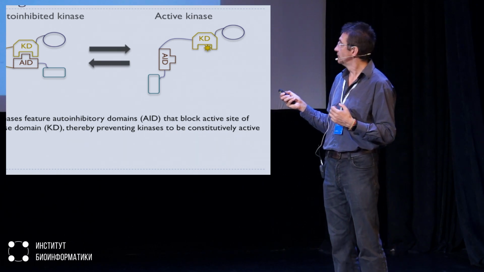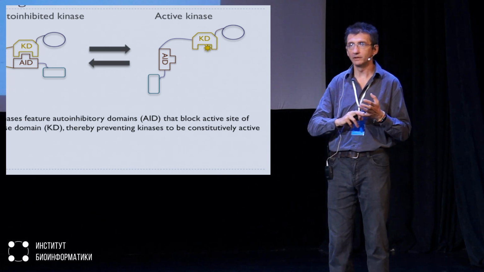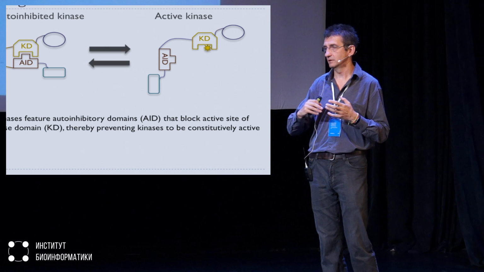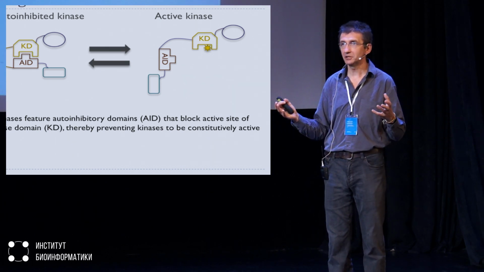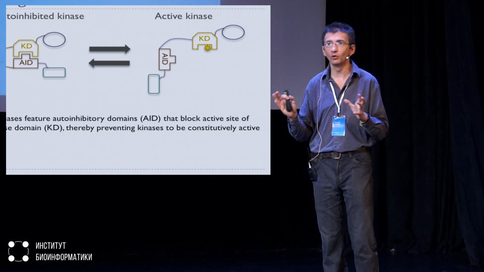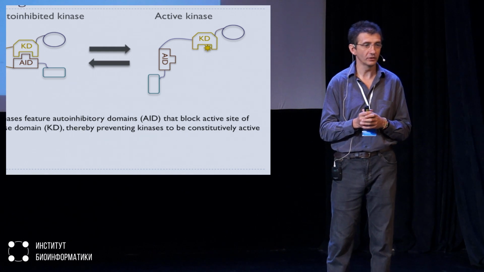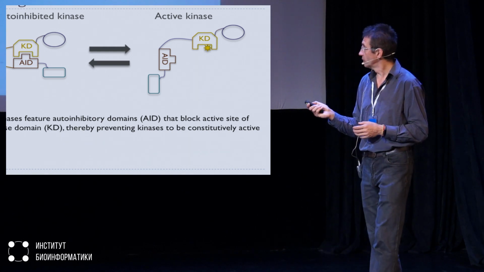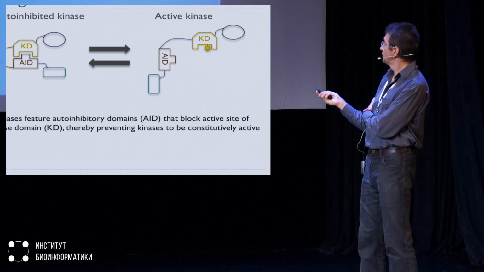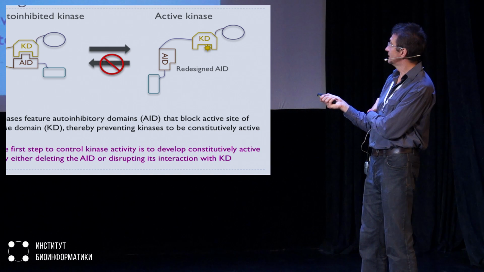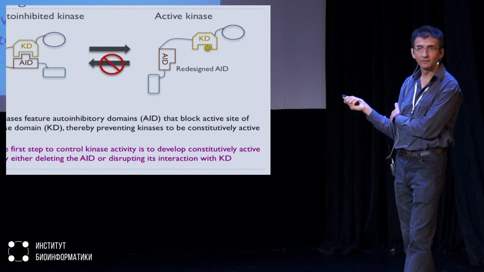The idea is that these molecules do everything in cells. They are involved in signaling, in cell motility, in proliferation, in anything you want. You can imagine there is no process in cells that doesn't involve a kinase. It's a major group of proteins. And so we were interested in controlling them. If we want to control them, first we want to redesign the autoinhibitory domain so that this protein becomes constitutively active, right?